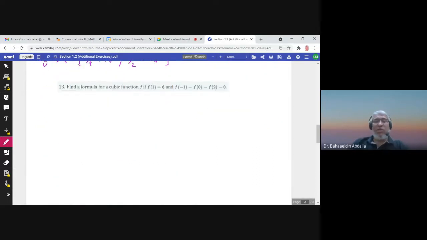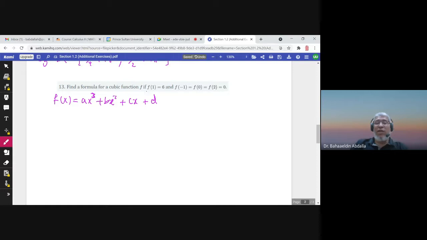Another type of question: find a formula for a cubic function. Well, a cubic function has this form: ax cubed plus bx squared plus cx plus d, and it should have three roots. These three roots, or x zeros or x-intercepts, could be different, could be equal. So let us look here. Find a formula for a cubic function like this.